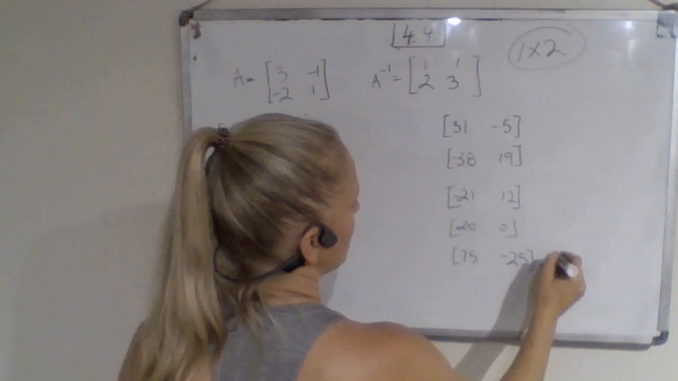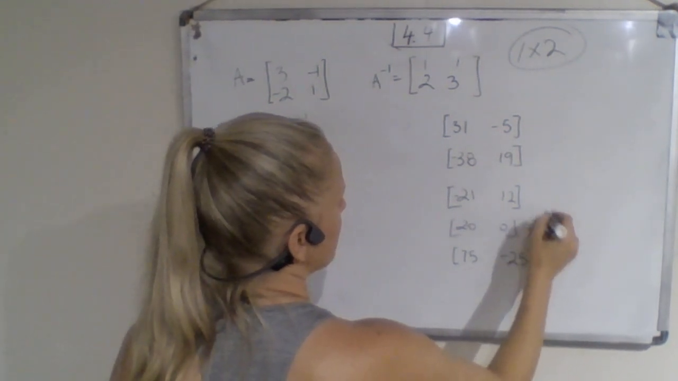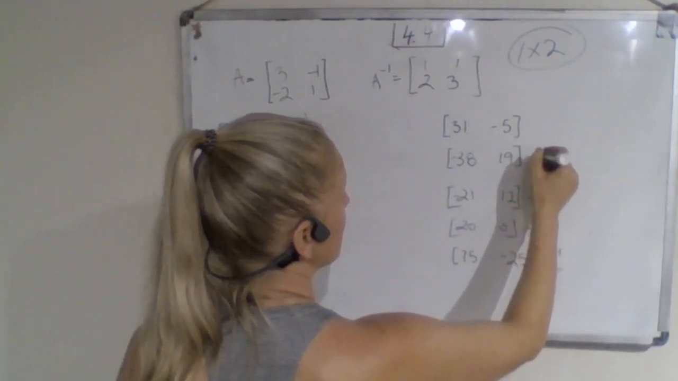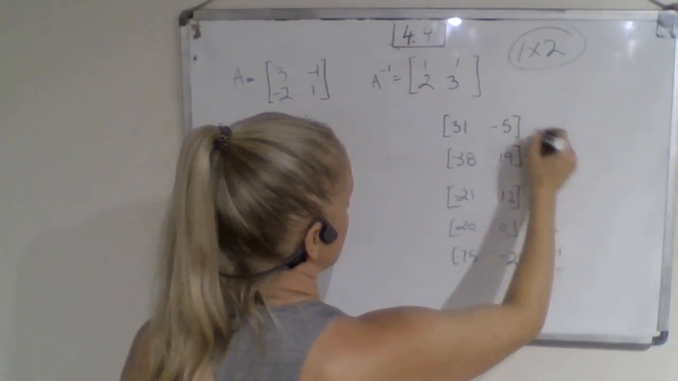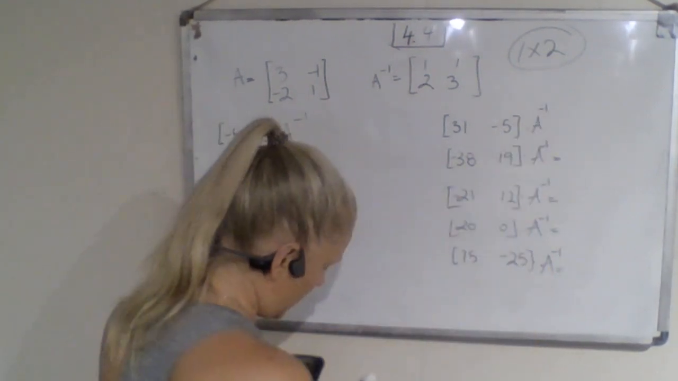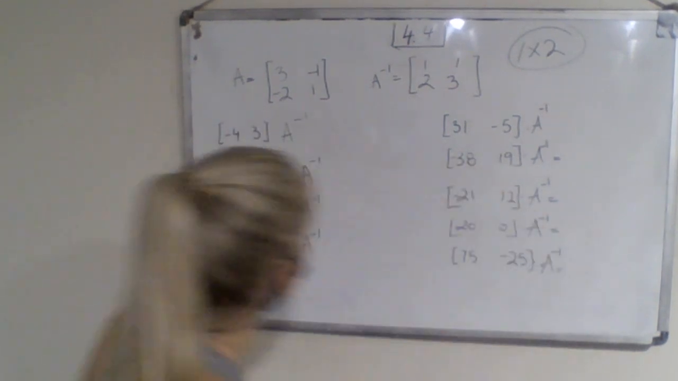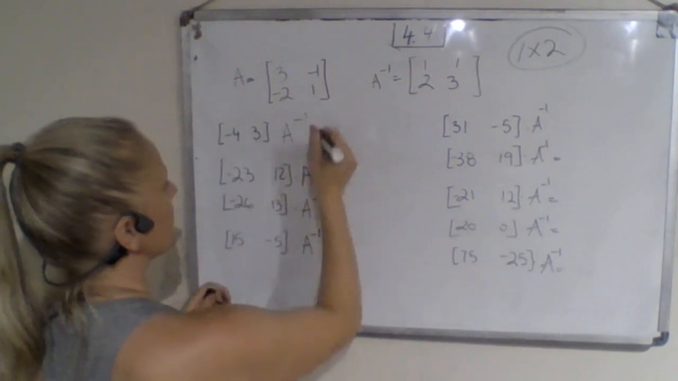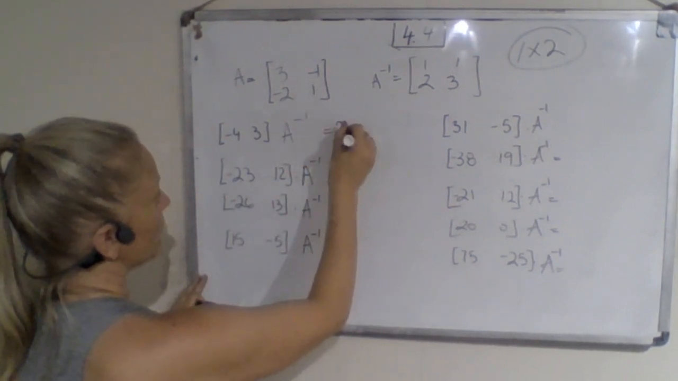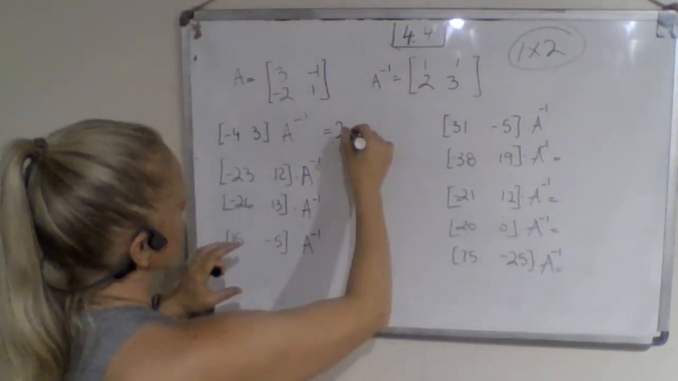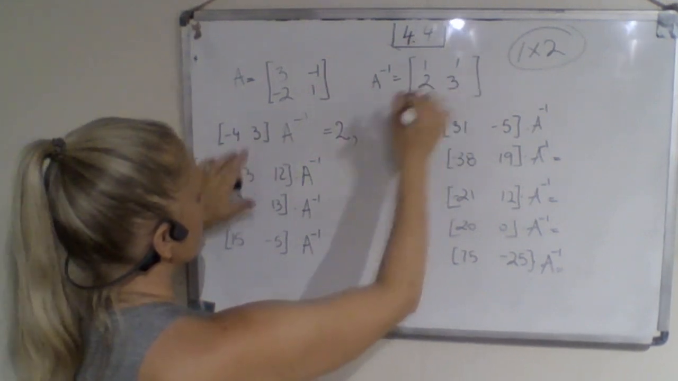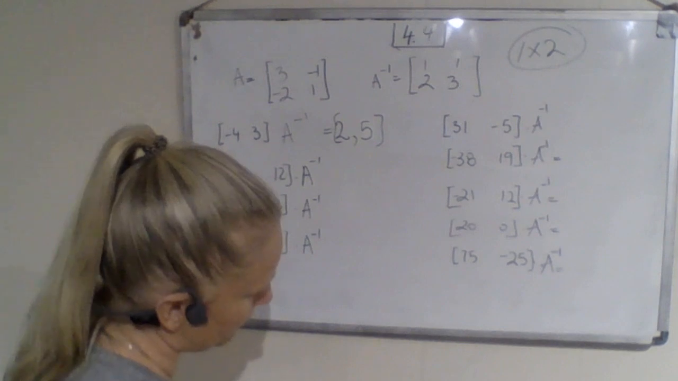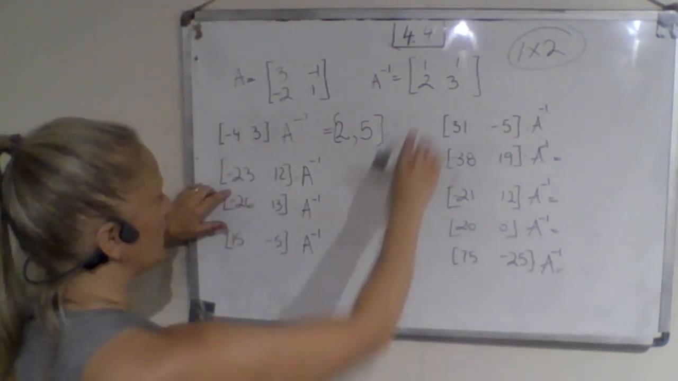Okay, I'm going to do this by hand. If you need to do it differently or use a calculator, you can. It's up to you. Here we go. I'm going to times this by this. Negative 4 plus 6 gives me a 2, right? And then negative 4 plus 9 gives me a 5. That's my first matrix that I get. It's a 2, 5. Okay? Let's move to the next one.